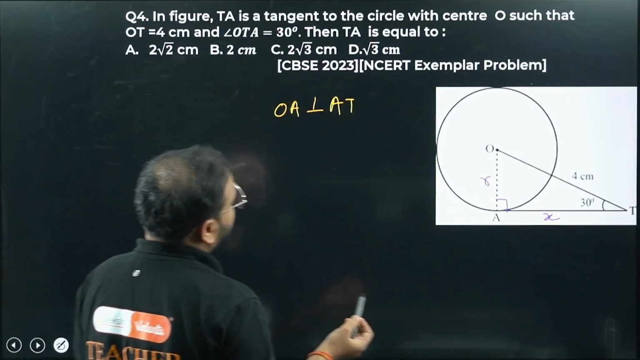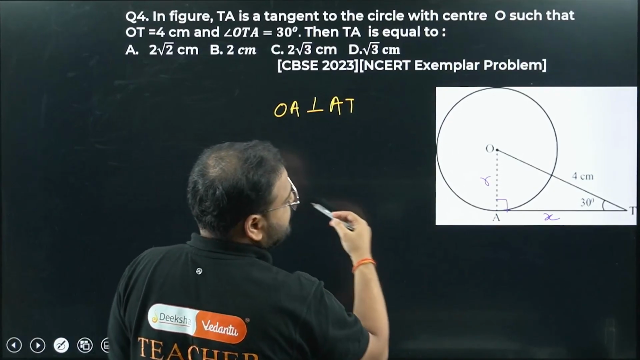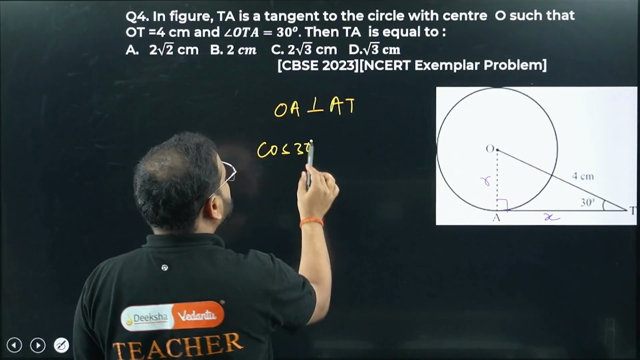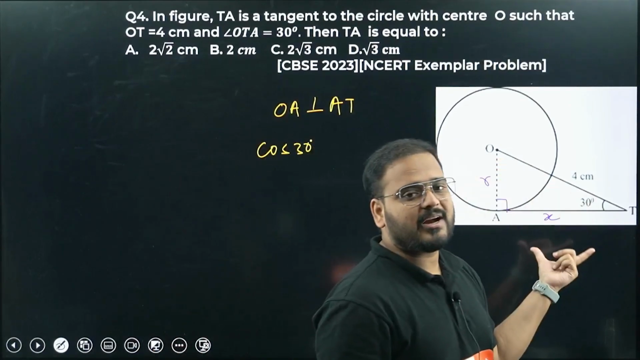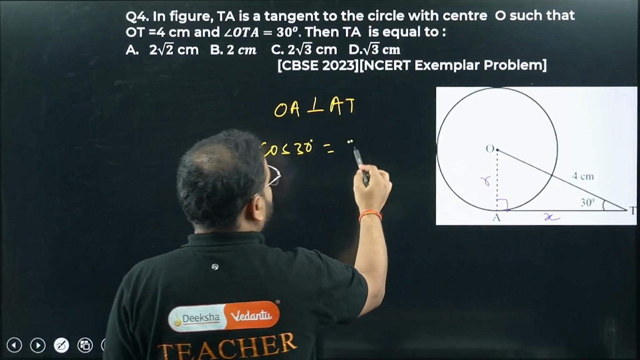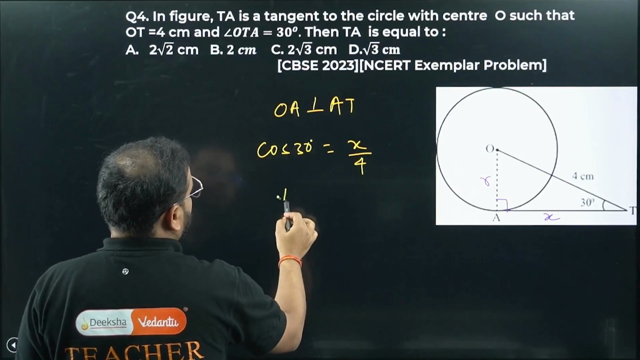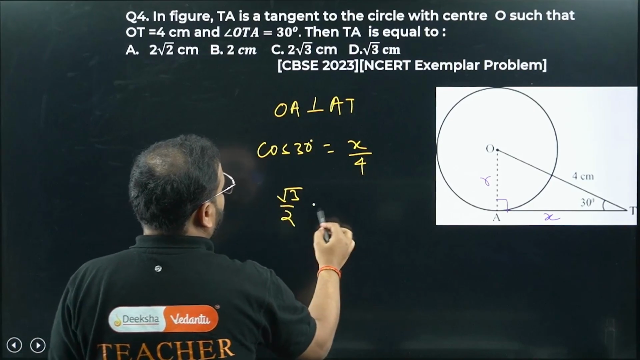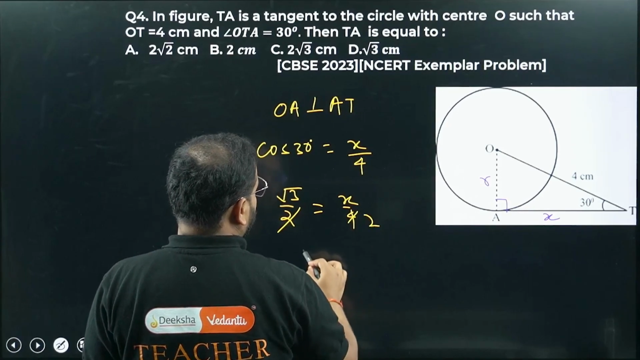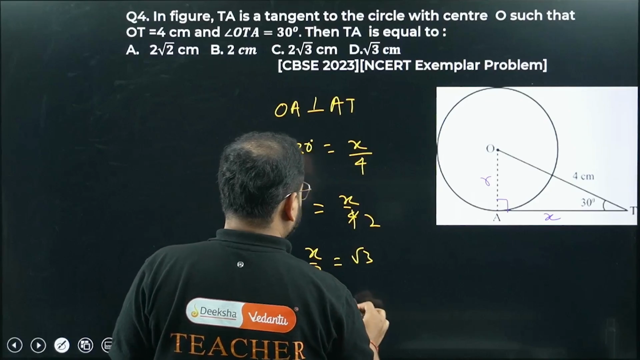From there, what we can get? We can apply the trigonometric ratio because the angle is given. So please check. Cos, right? How come cos, sir? Because we have the hypotenuse known and we are looking for the base. It means cos. So x upon 4 equals cos 30, which is root 3 by 2. The 4 and this will cancel. I'm getting x by 2 as root 3, so x is 2 root 3.